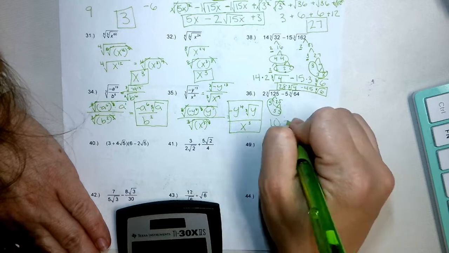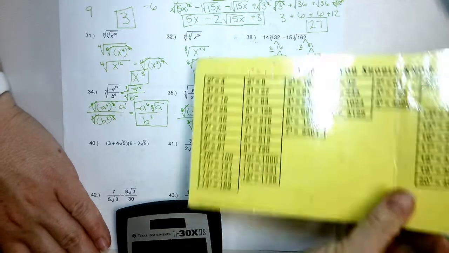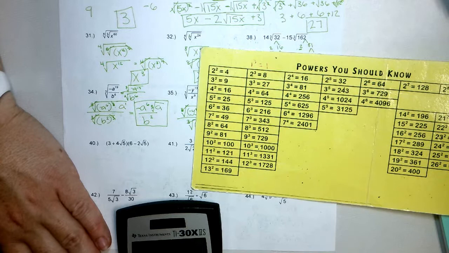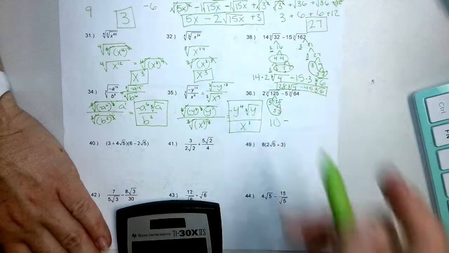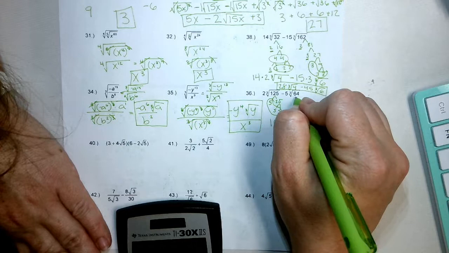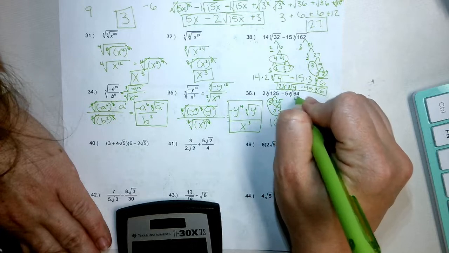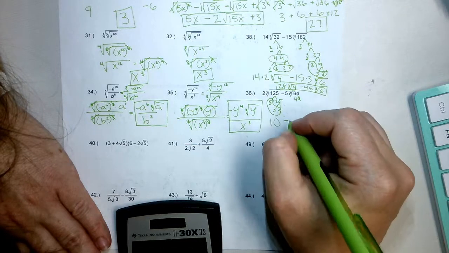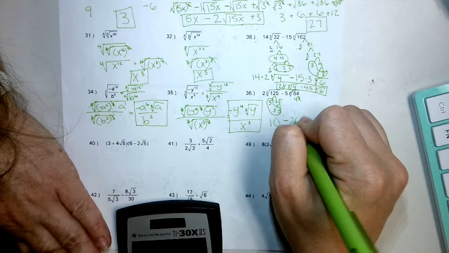Minus, is 64 a perfect cube? Yeah, it's 4 cubed, so don't do what I just did. So this ends up being 4 cubed. Cube root cancels the cubed. What's 5 times 4? What's 10 minus 20?